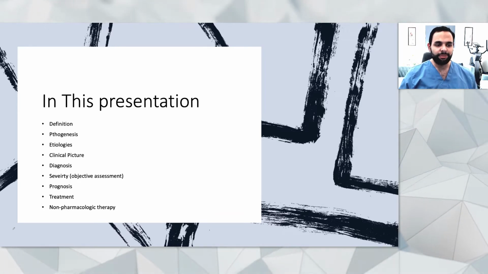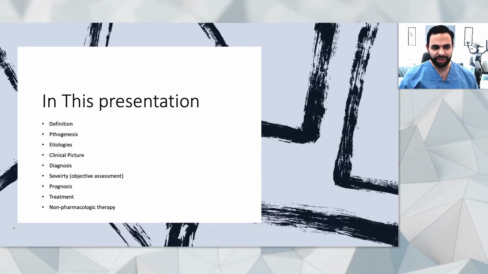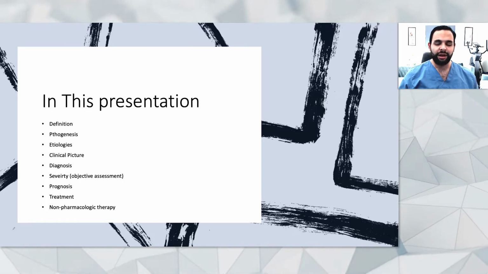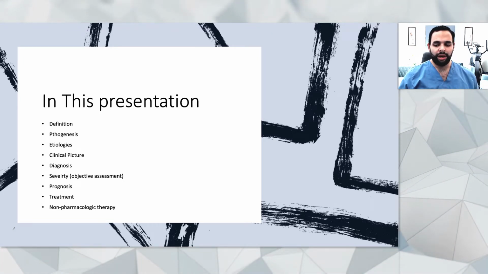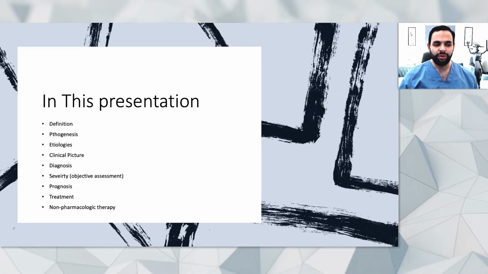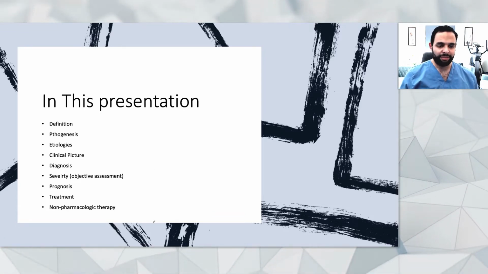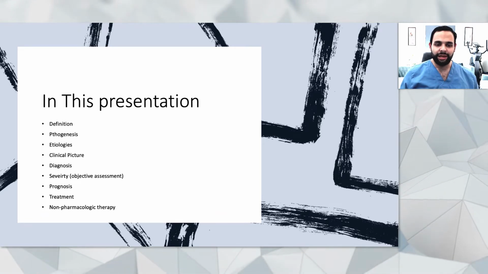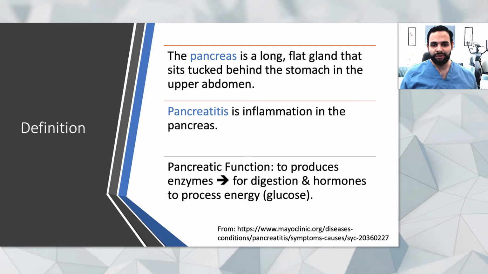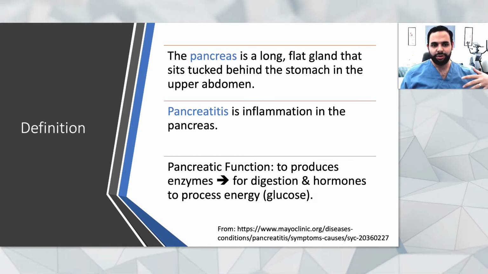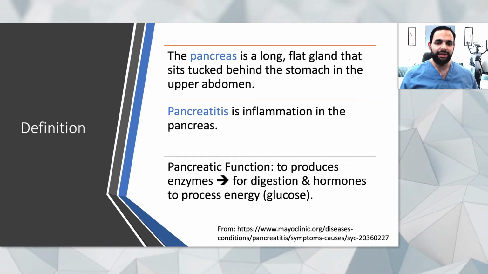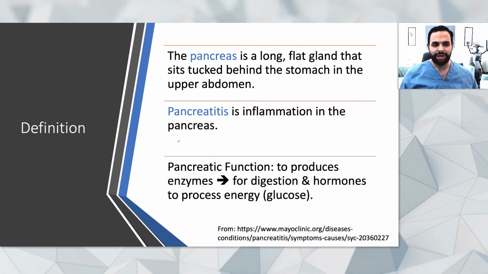So severity and prognosis will be discussed in an objective manner, and the treatment, as well as the non-pharmacologic component of the treatment, mainly in the form of when and how to reintroduce food and what kind of adjunctive therapies as well that we're going to add to our patient. The pancreas is a long, flat gland in the retroperitoneal area stuck behind the stomach in the upper abdomen, and its inflammation is termed pancreatitis.